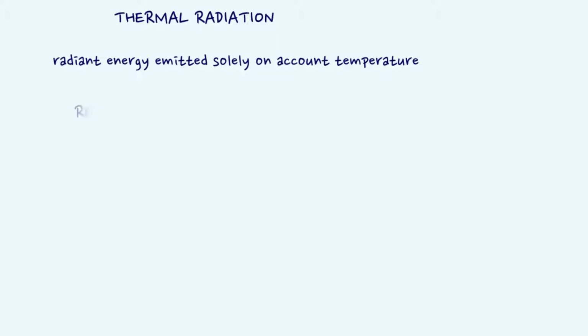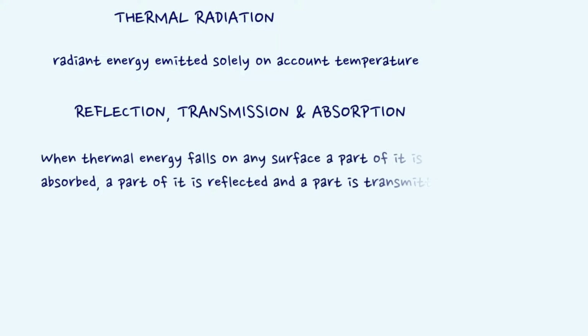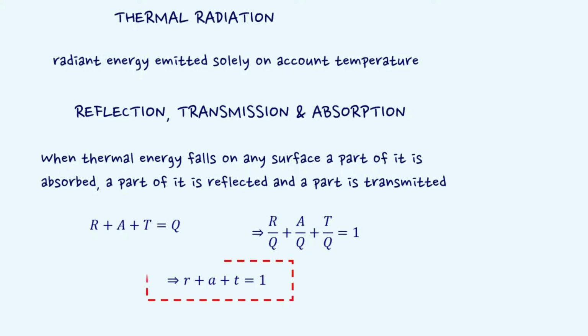When thermal energy falls on any surface, a part of it is absorbed, a part of it is reflected, and the rest is transmitted. That is, R + A + T = Q. We can rearrange this equation and rewrite it as r + a + t = 1. Here small r is the reflectance, a is the absorptance, and t is the transmittance of the substance. The above expression clearly indicates good absorbers of heat are bad reflectors and vice versa.